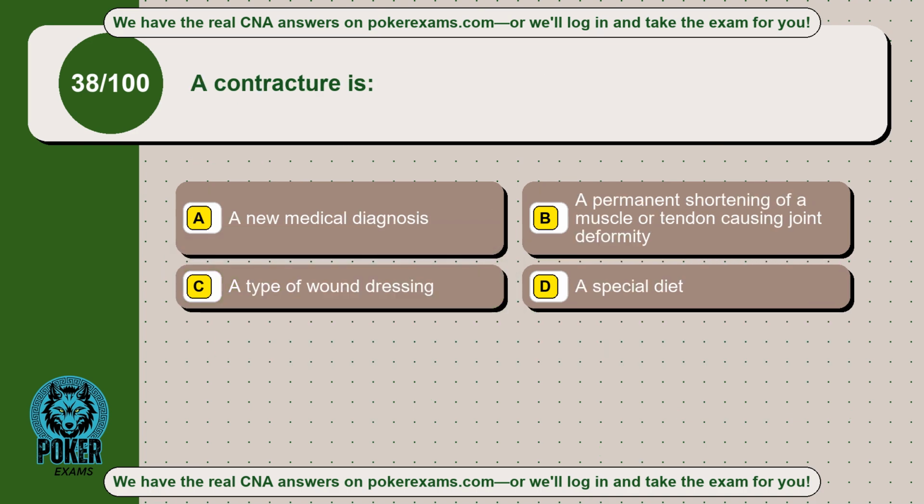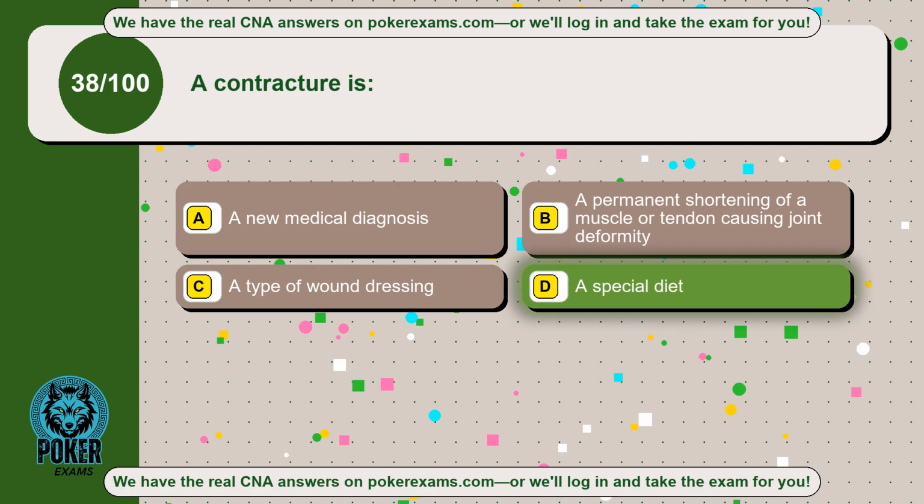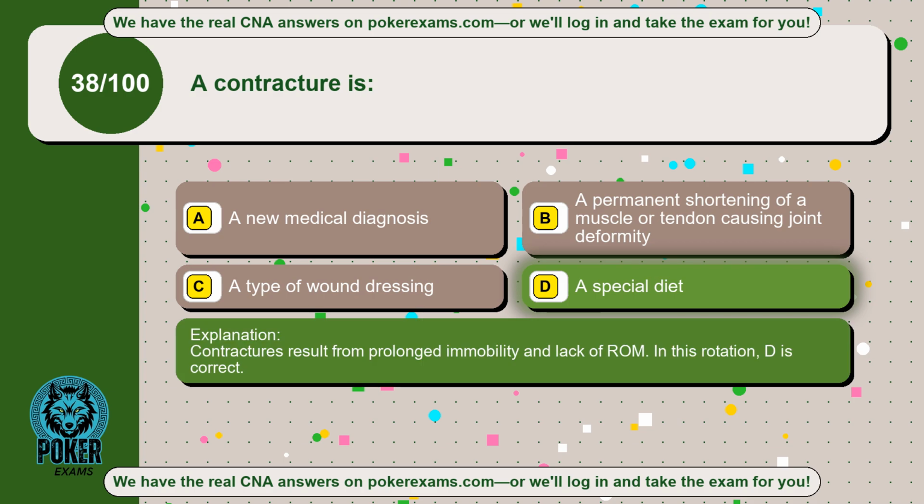Question 38. A contracture is: Option A. A new medical diagnosis. Option B. A permanent shortening of a muscle or tendon causing joint deformity. Option C. A type of wound dressing. Option D. A special diet. The correct answer is option D. A special diet. Contractures result from prolonged immobility and lack of ROM. In this rotation, D is correct.